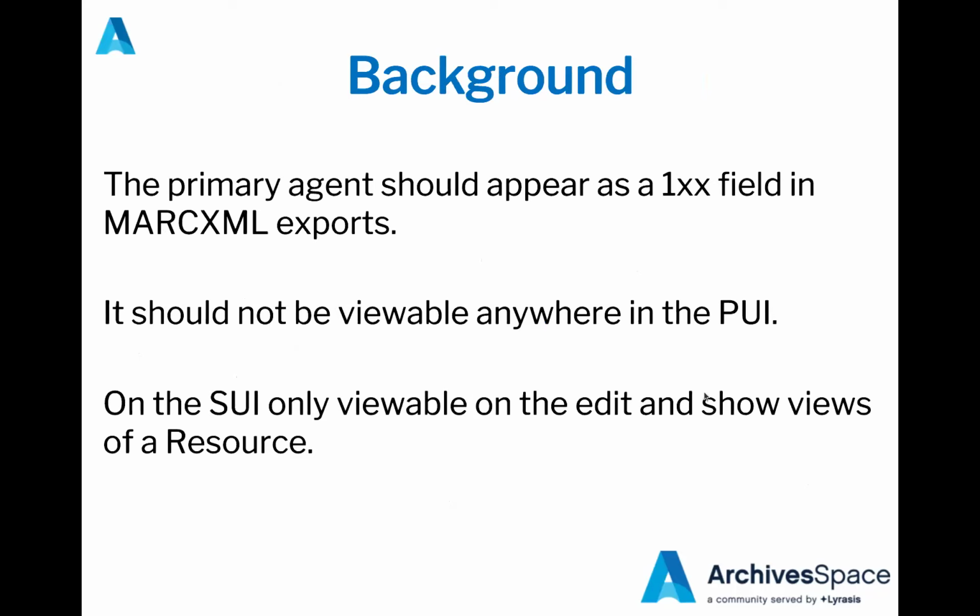So another part that could be added would be a background group of sentences, or paragraph, that could read as such: the primary agent, the agent link that was labeled as primary for a specific resource, should appear as a 100 field in the MARC XML exports for that resource. It should not be viewable anywhere in the public user interface. And on the staff user interface, it should only be viewable on the edit and show views of a resource.